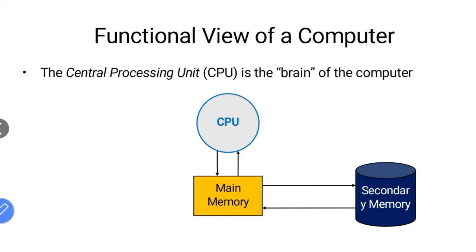Now come to the CPU. The central processing unit, CPU, is the brain of the computer. Suppose that main memory has the data. So how is data going to be processed?